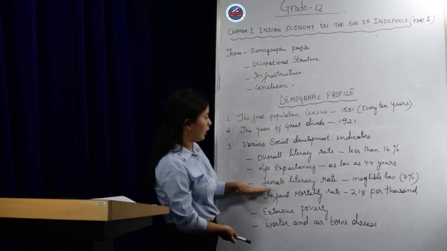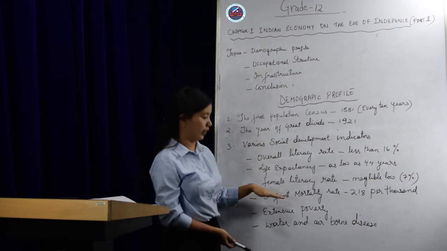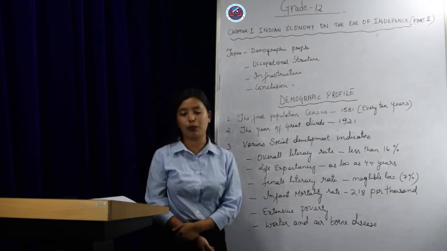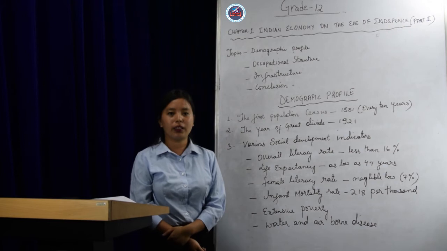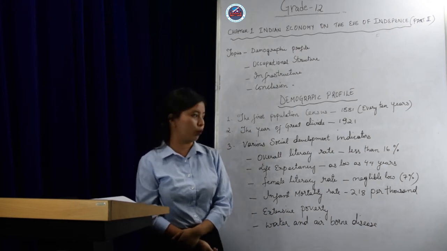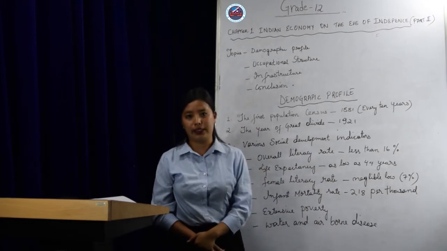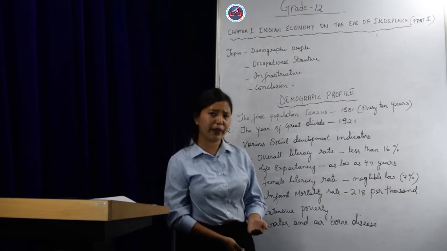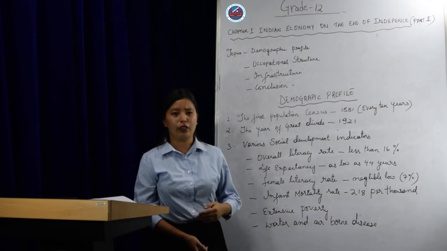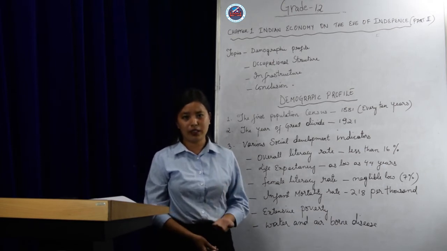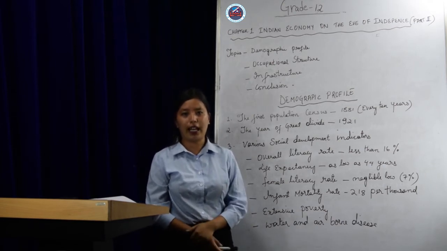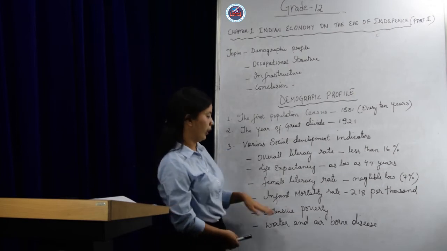The third thing under the various social development indicators here is the female literacy rate. The female literacy rate during the British colonial rule was also negligibly low, which is only 7%. That means here we can see that there was no opportunity given to the women in terms of education, health, and so on and so forth.